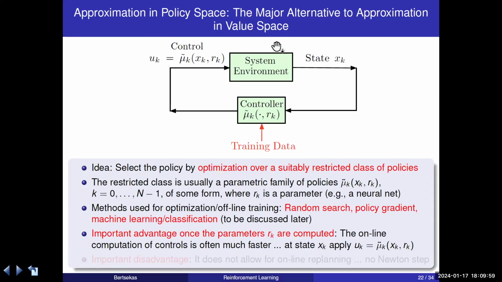It calculates the control almost instantaneously. Whereas, if you compare this with approximation in value space, in approximation in value space, you have to do a lot more computation online. So that's the great advantage of approximation in policy space, but there's also a disadvantage. Once you choose a parameter, you're stuck with it. If the problem changes on you, like for example, an unexpected obstacle appears in front of a car, a self-driving car, your controller has not accounted for that.